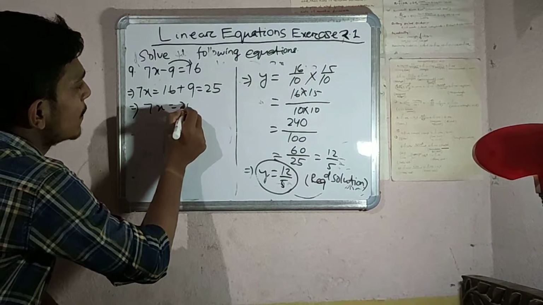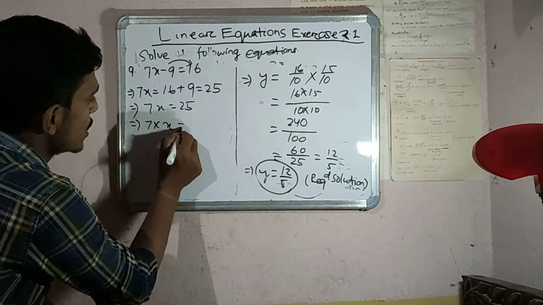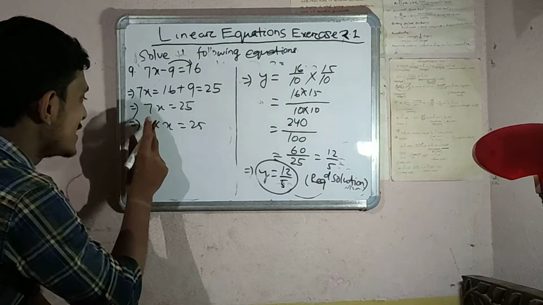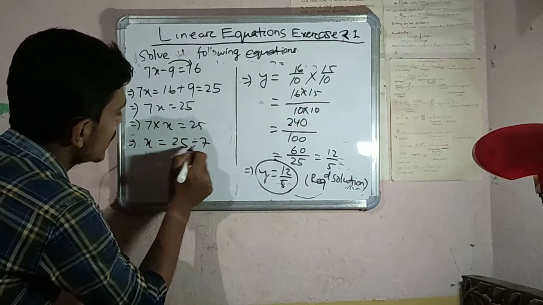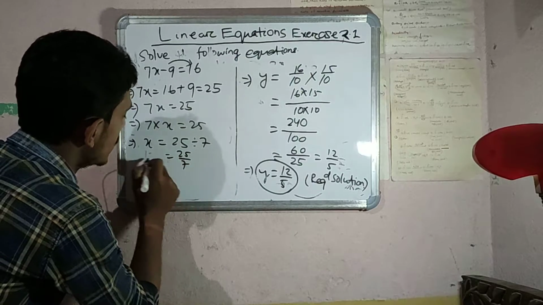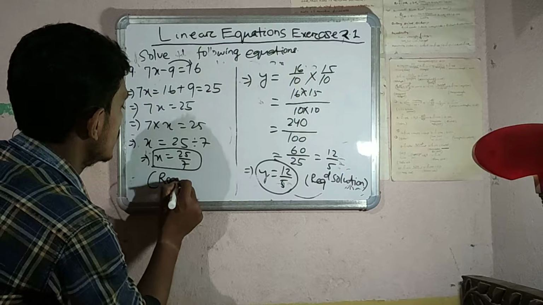7x is equal to 25. So 7 is multiplied with x to give 25. When 7 is transposed to the right hand side, x is equal to 25 divided by 7, that is 25 upon 7. So the value of x is 25 upon 7. That is the required solution.